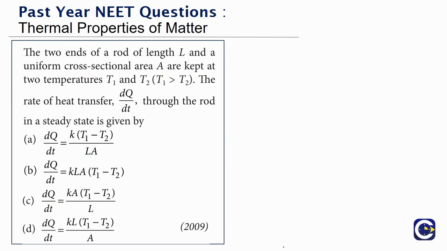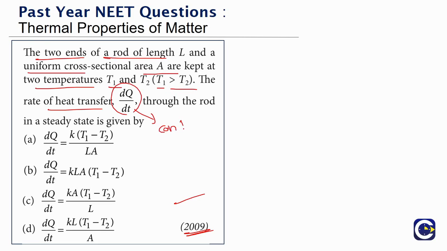We'll move on to the next question. This is a question that has come in the year 2009. This is a straightforward question based on the law of conduction. The two ends of a rod of length L and a uniform cross section area A are kept at two temperatures T1 and T2. T1 is more than T2. The rate of heat transfer dQ by dt, we also call it the conduction rate. The conduction rate through the rod in steady state is given by.